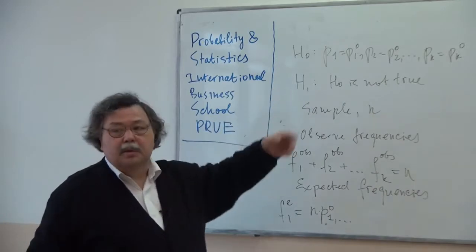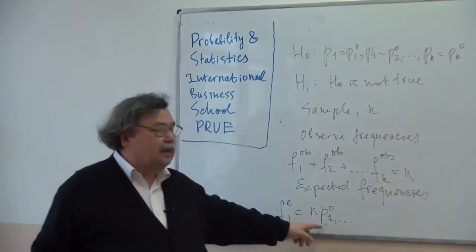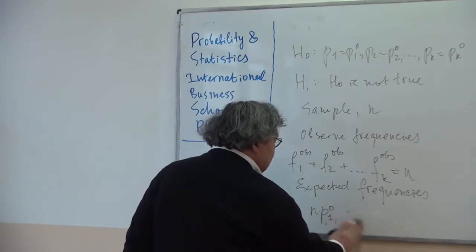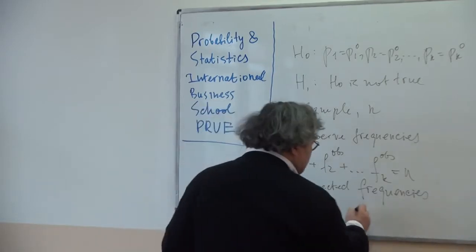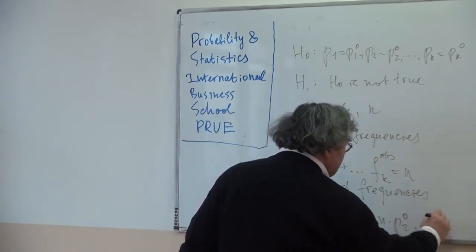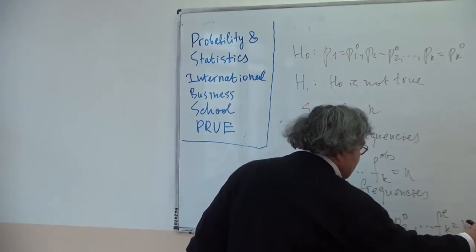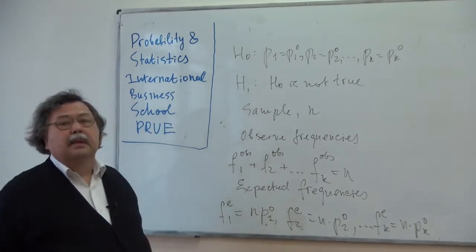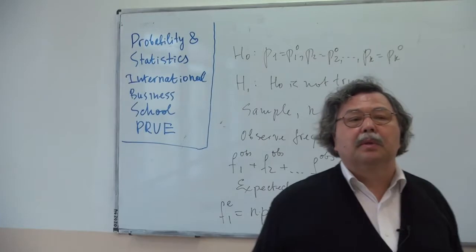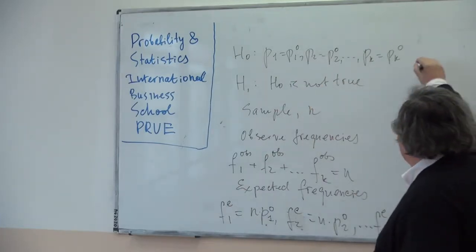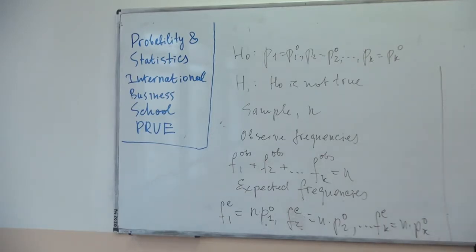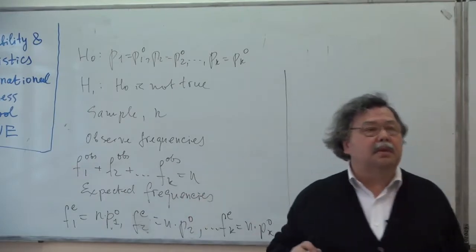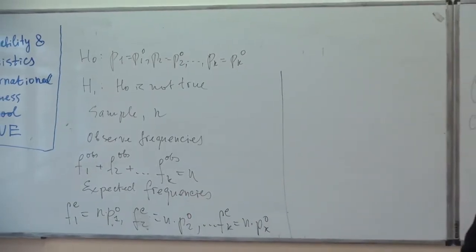So if the null hypothesis were true, literally, then we would expect to find this many occurrences of the first category. And then the second expected frequency is n times p2 0, and so on. And the last expected frequency is n times pk 0. All right, so we have the actual frequency that we observe in the sample, and we have this expected frequency as computed under the assumption of the null hypothesis. Now, logically, we are going to accept the null hypothesis if these expected frequencies are not very different from these observed frequencies. And we reject the null hypothesis if the two are very different.